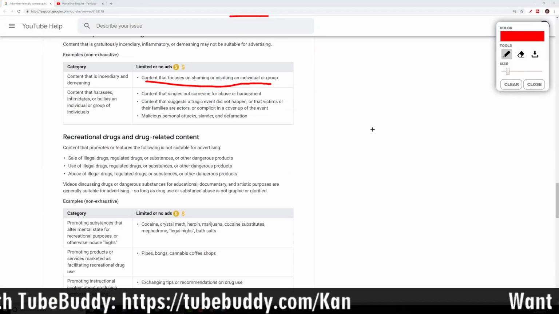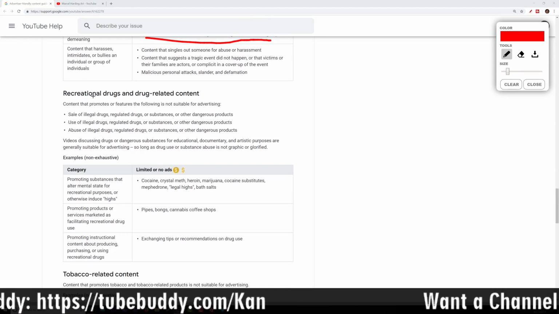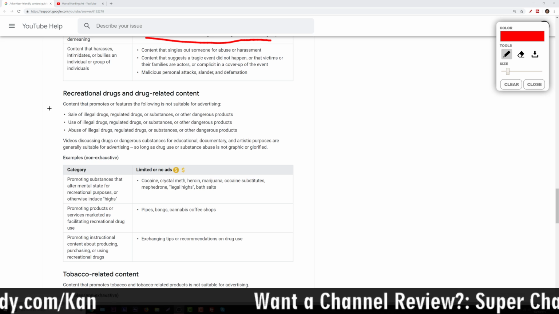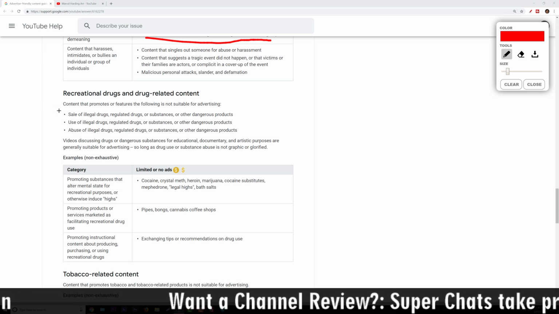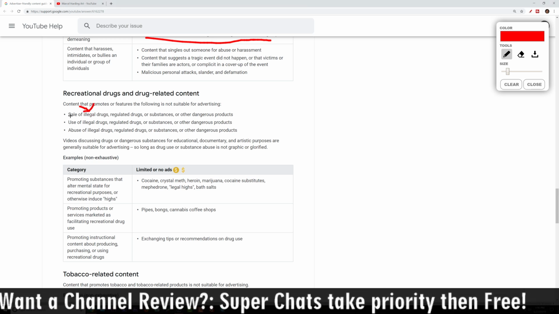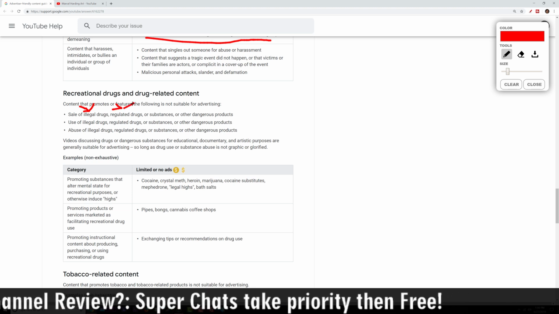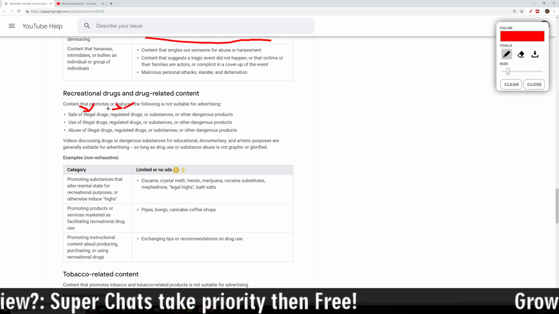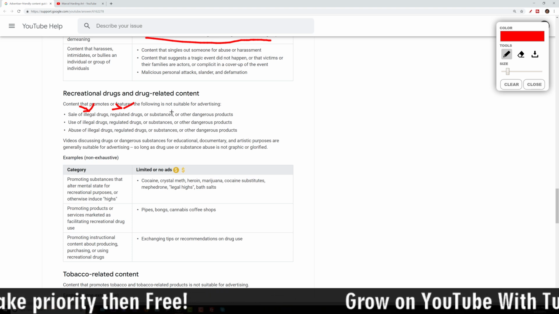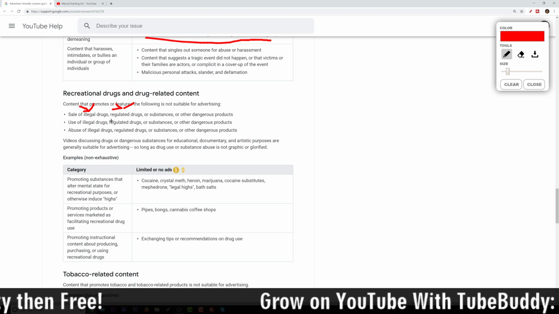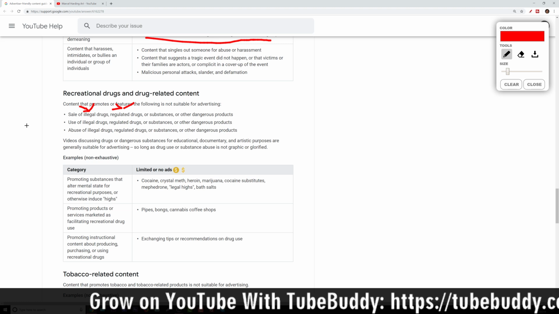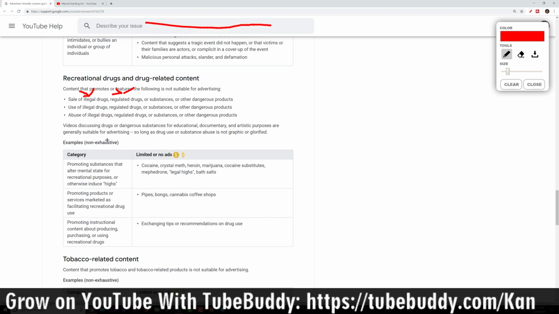Transitioning back. So this is going to be where some people have some issues. More specifically, recreational drugs and drug-related content. Sale of illegal. I've seen people say YouTube is anti-drug. Their main thing I'm seeing is illegal drugs. But then they have regulated drugs. So content that promotes or features the following is not suitable. So sales of illegal drugs, regulated drugs, or substances or other dangerous products. Use of illegal drugs, regulated. So abuse. So you can't show selling, you can't show using, you can't show abuse of these.